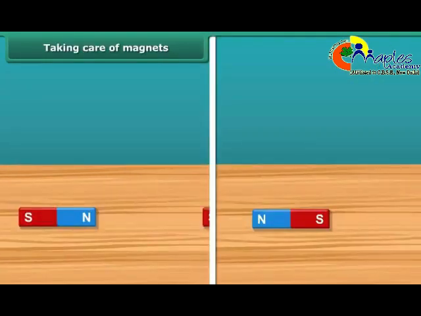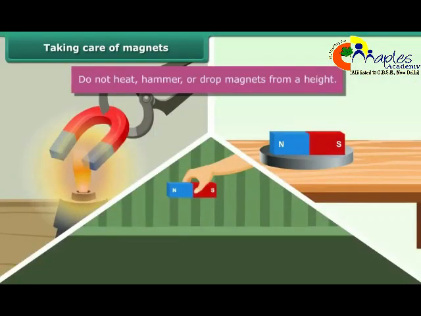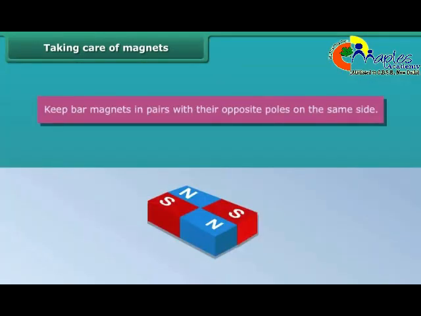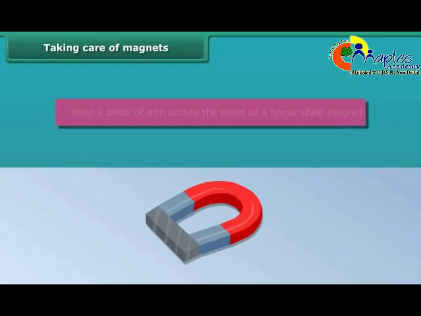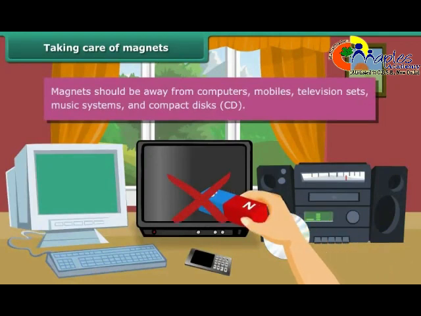Taking care of magnets. We are now aware of the attraction and repulsion properties of a magnet. To keep magnets safe and in working conditions, follow these guidelines. Do not heat, hammer, or drop magnets from a height. They will lose their property if done so. Keep bar magnets in pairs with their opposite poles on the same side. Use wood to separate them. Keep a piece of iron across the poles of a horseshoe magnet. Magnets should be away from computers, mobiles, television sets, music systems, and compact discs.